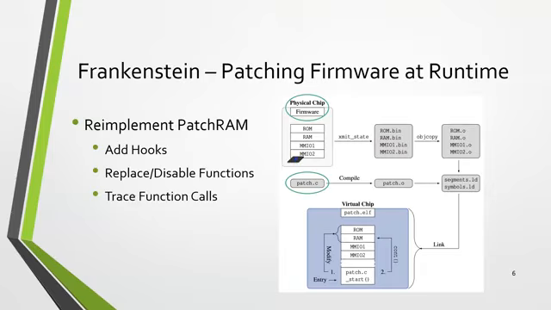To modify the firmware at runtime, Frankenstein rewrites function prologues in a few different ways. In order to disable functions, the function prologue is overwritten to cause the function to return immediately. In order to replace functions, the function prologue, again, is overwritten to jump to a new target function. And in order to add hooks, again, the function prologue is modified to branch to custom code. And this allows for other capabilities like tracing function calls, analyzing interrupt handlers, and analyzing status registers.